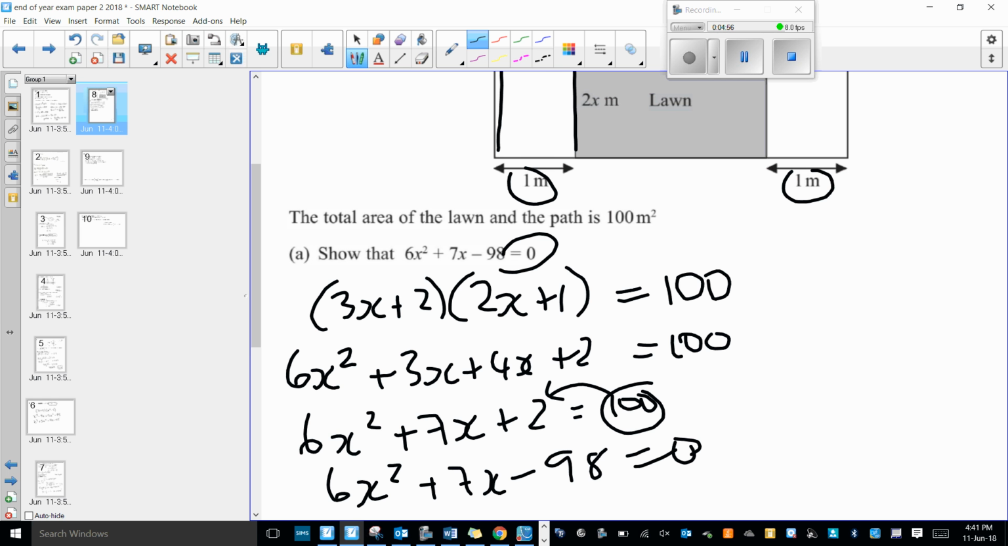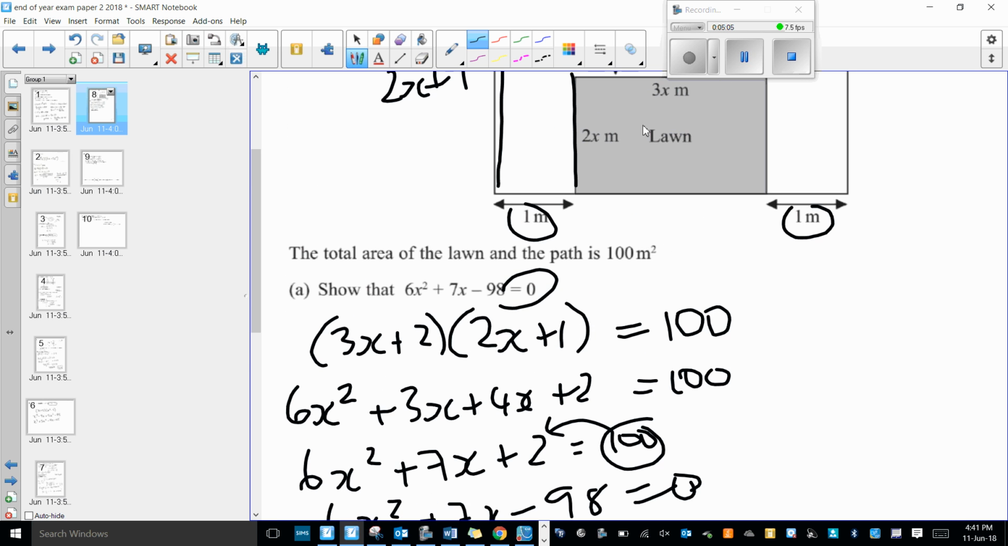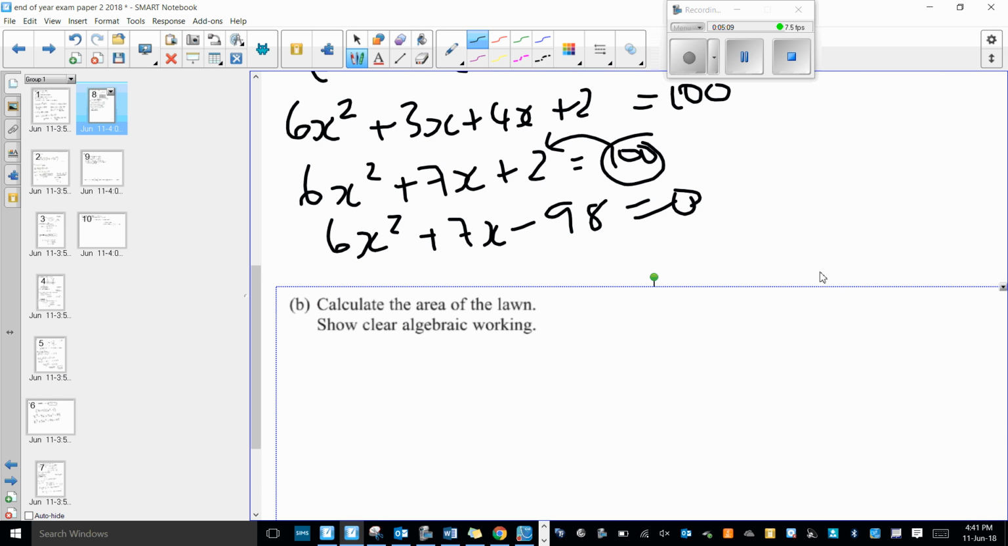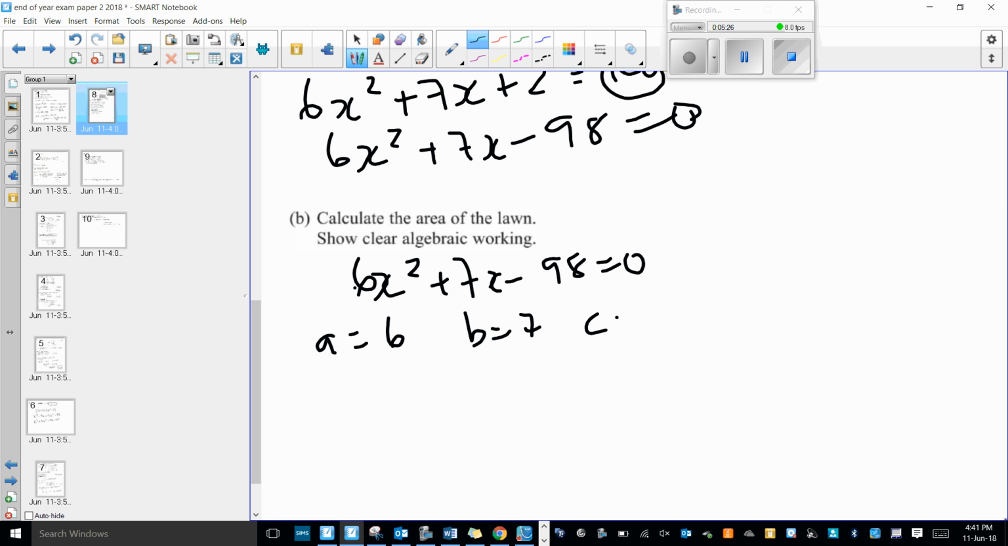Now, even if you didn't manage that, you can still do this. They want to calculate the area of the lawn. Well, to find the area of this, we're going to need to find x. If you're finding something, that means you're going to be solving it. So we're going to solve that equation. So we've got 6x squared plus 7x minus 98 equals 0. Looks like big numbers, so for this one, I would probably just use the quadratic formula. So I know that a is 6, b is 7, c is negative 98. Write my formula out.